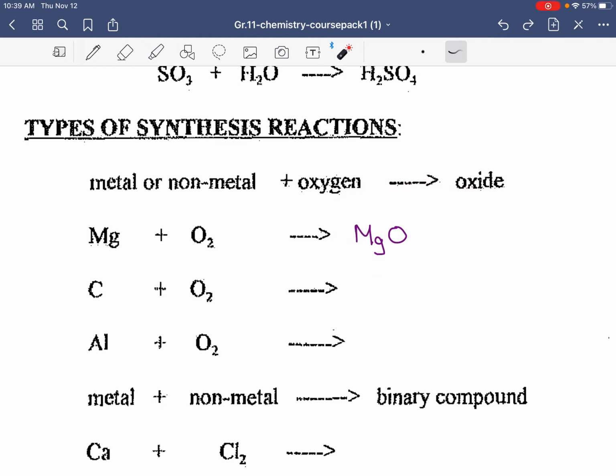Right now they're not equal. If you look at this, Mg is fine. There's 1 Mg on the left side and 1 Mg on the right side. But look at oxygen. There are 2 oxygen on the left side, but only 1 oxygen on the right.